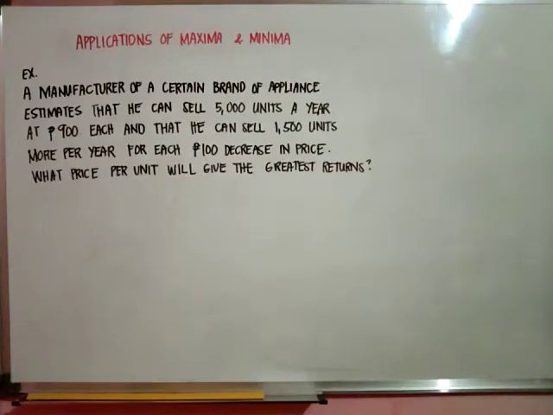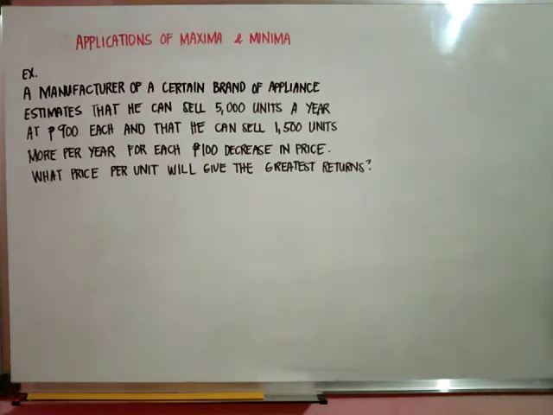So, after nun, step 3 is you will find the first derivative of the function, then set it to 0. So, why 0? Dati diba, kinakuha natin yung critical values when we set the first derivative equal to 0. So, yun din yung magbibigay sa atin ng maximum and minimum value. So, let's try this sample problem.